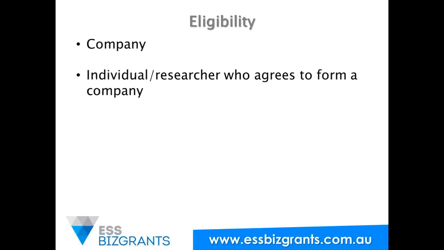Eligibility can be a company. The company need not have traded in the past, but they will require an incorporated company to be the entity. An individual or a researcher who agrees to form a company can be the applicant, but if they're admitted into accelerating commercialisation, they have to agree to form a company.